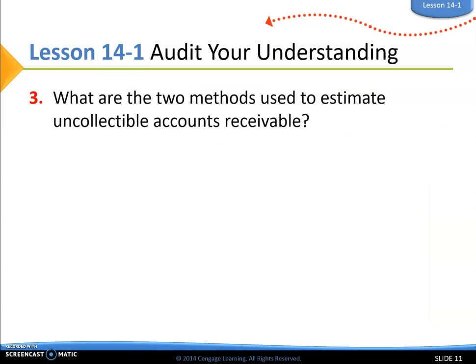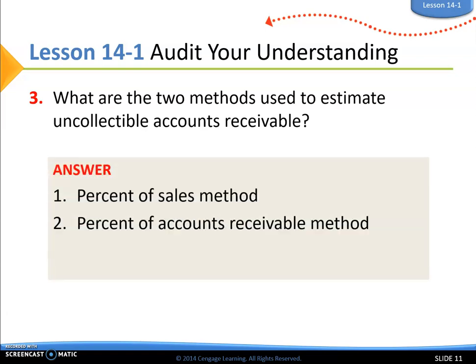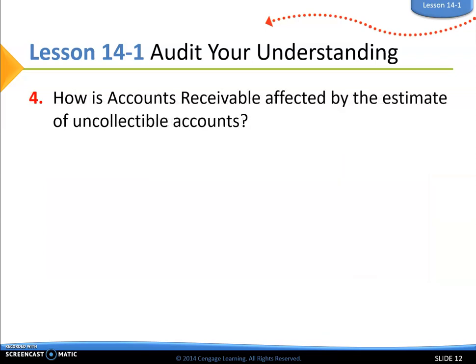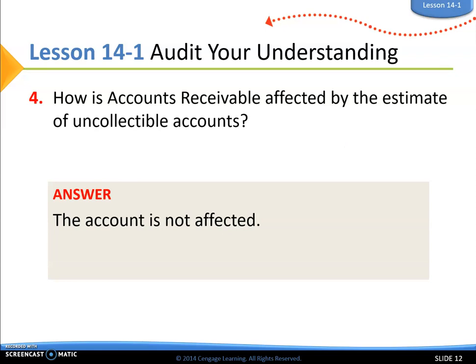Number three, what are the two methods used to estimate uncollectible accounts receivable? The two are the percentage of sales method and then the percentage of accounts receivable method. Number four, how is accounts receivable affected by the estimate of uncollectible accounts? That was a trick question. Accounts receivable is not affected, okay? We are going to change the contra account. So in the end, it's going to end up decreasing our accounts receivable, but as of right now, it does not affect our accounts receivable.